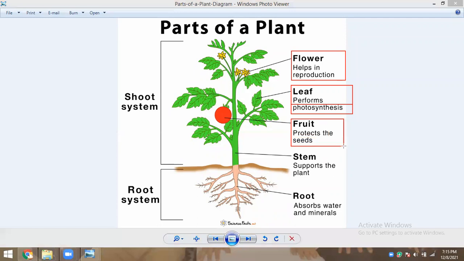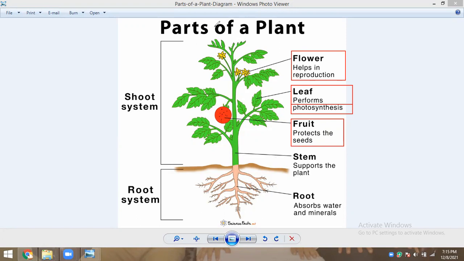Yes. Okay, all others. Fruit protects the seed. Seeds are inside the fruit, right? So they are protected inside. There may be a lot of seeds, maybe 1 or 2 or 3 or maybe more. So they are protected inside the fruit.